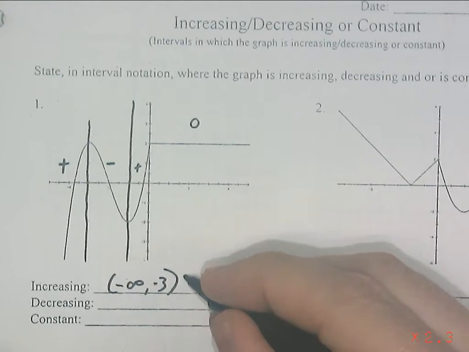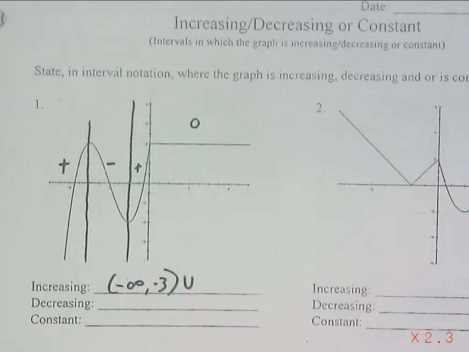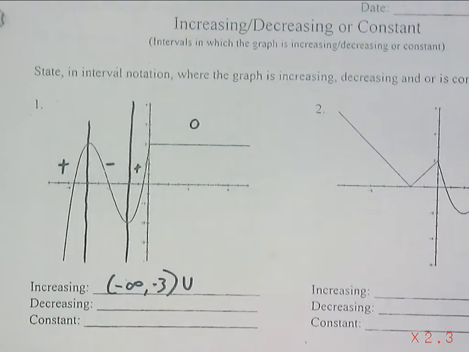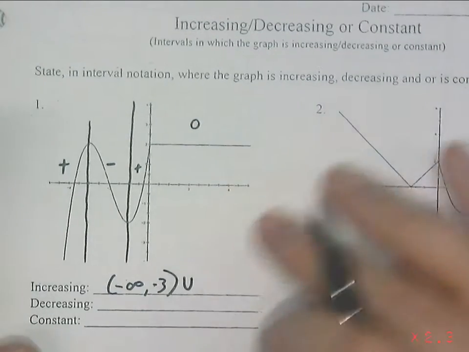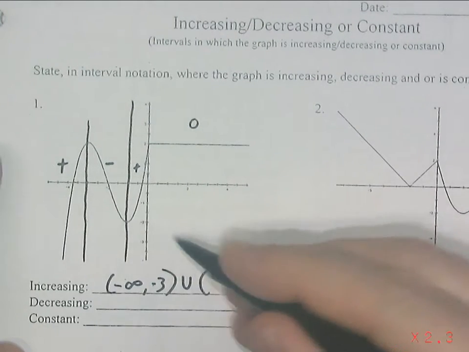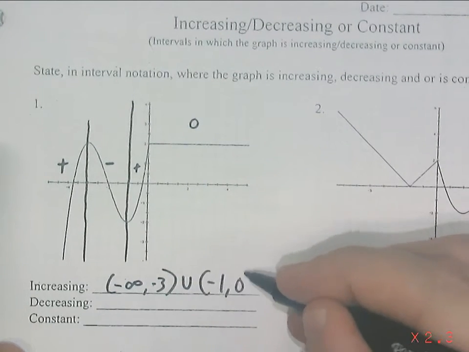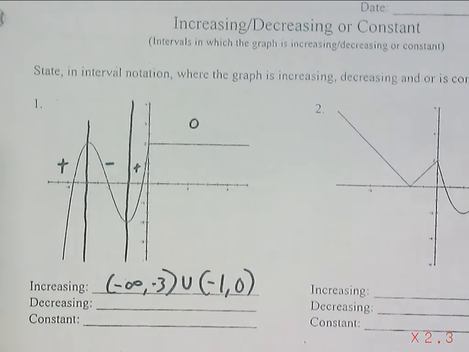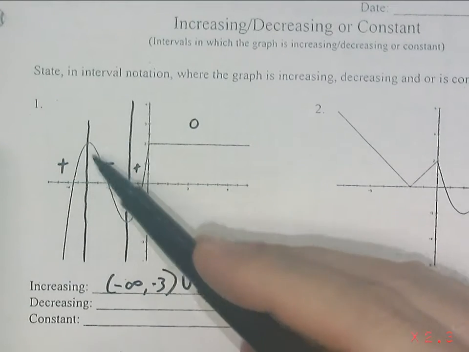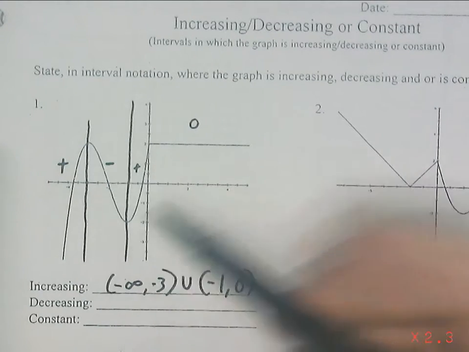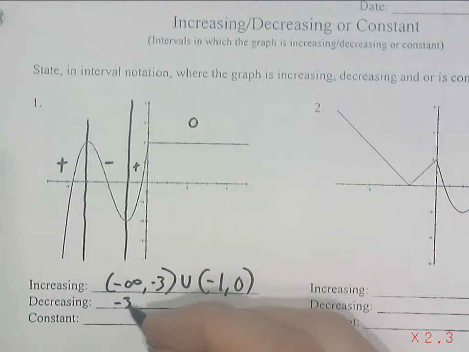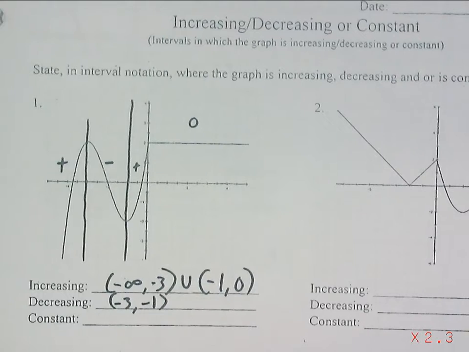So again, with interval notation, I put a U, which stands for union. It means they're part of the same problem here, right? So from negative 1 to 0 is also increasing. Now decreasing looks like it's happening from negative 3 to negative 1. So from negative 3 to negative 1, I am decreasing.